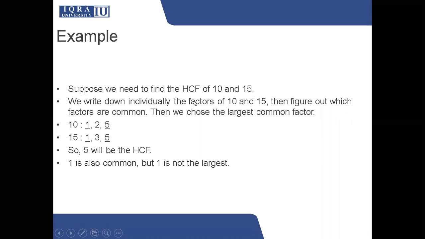The HCF of 10 and 15. We need to find the HCF of 10 and 15. So how do you do that? You write down the factors of 10. Factors of 10 are 1, 2, 5 and 10, right? There's nothing more. Like 6 does not divide 10, 7 does not divide 10. Then you write down the factors of 15: 1, 3, 5 and 15. Now you notice the numbers that are common to both of these. 1 is common and 5 is common.